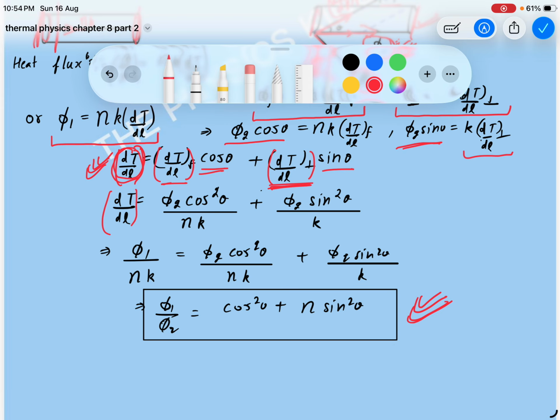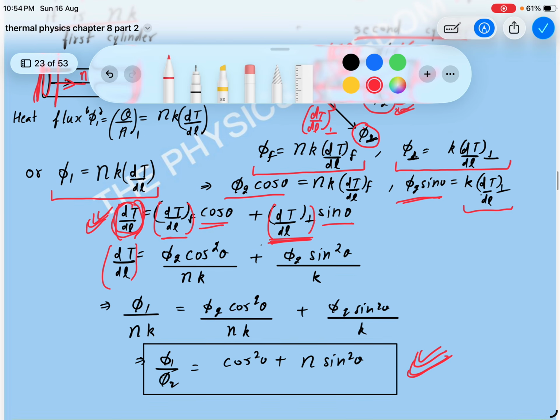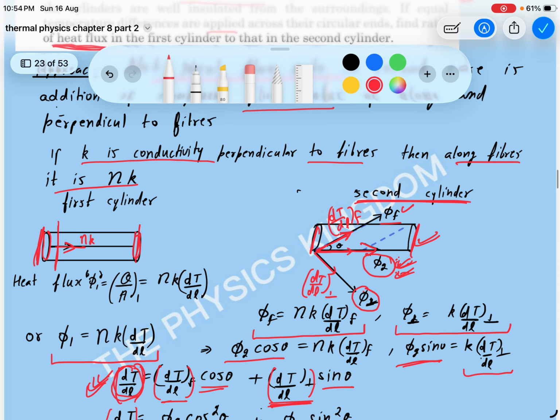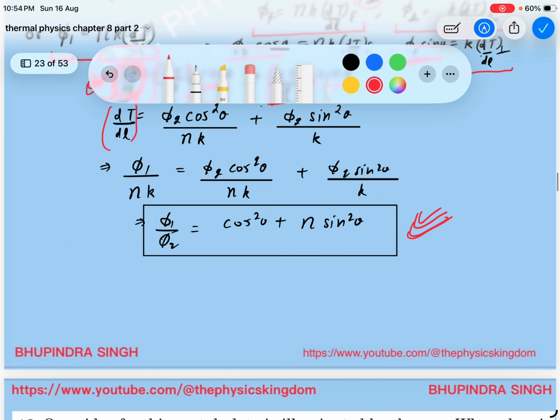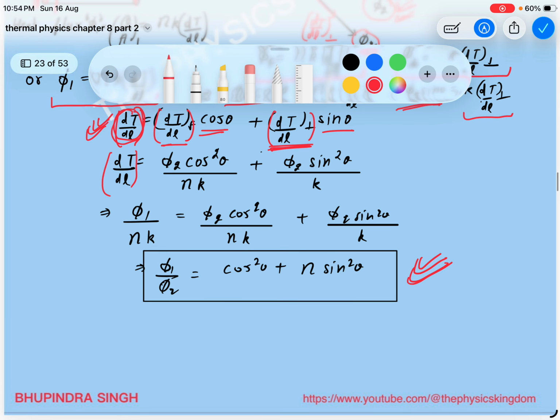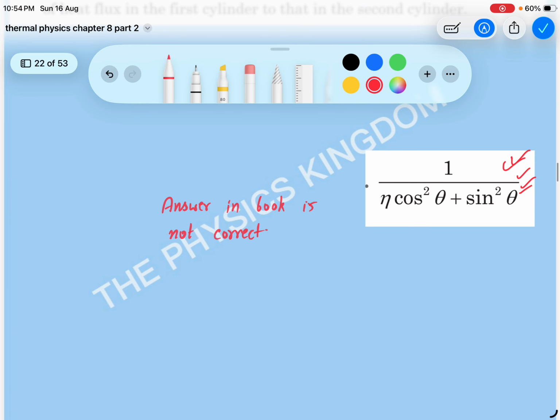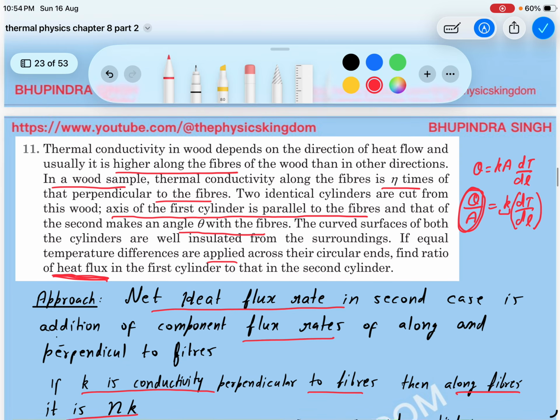Now how am I so sure about this solution? If I choose theta as 0 degree, cos 0 is 1, so phi 1 is equal to phi 2. Like this, in this expression if I choose theta equal to 0, then the second cylinder condition should be same as first cylinder condition. So it is satisfying this relation, but the answer given in the book is not satisfied by this relation, right. Okay, that is question number 11.